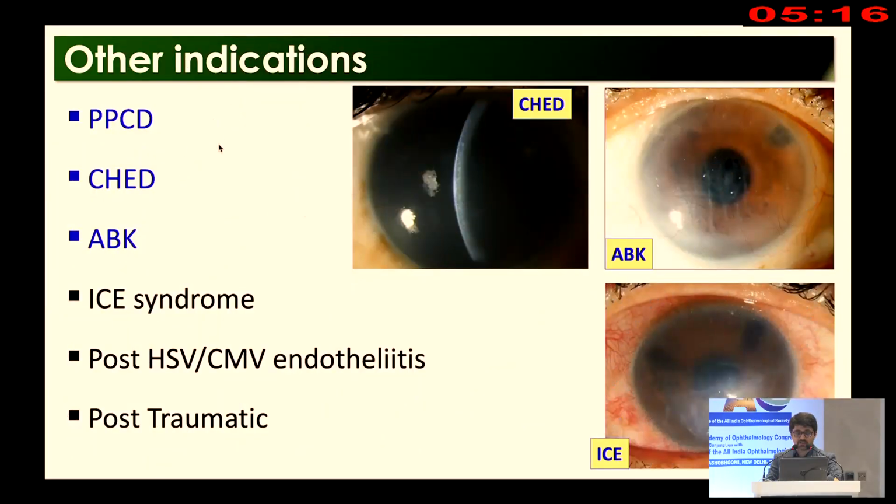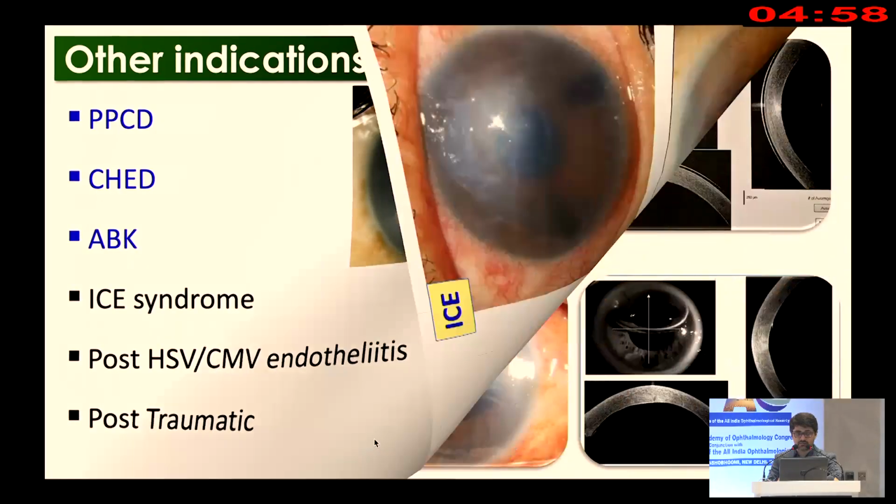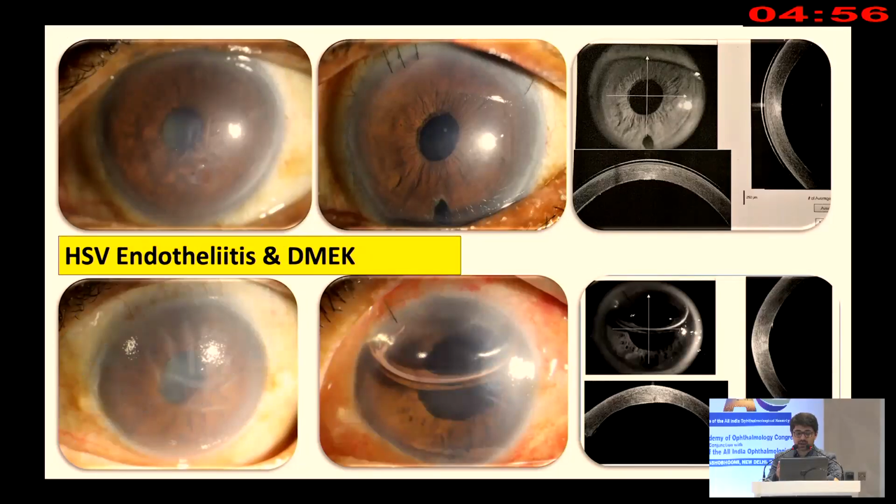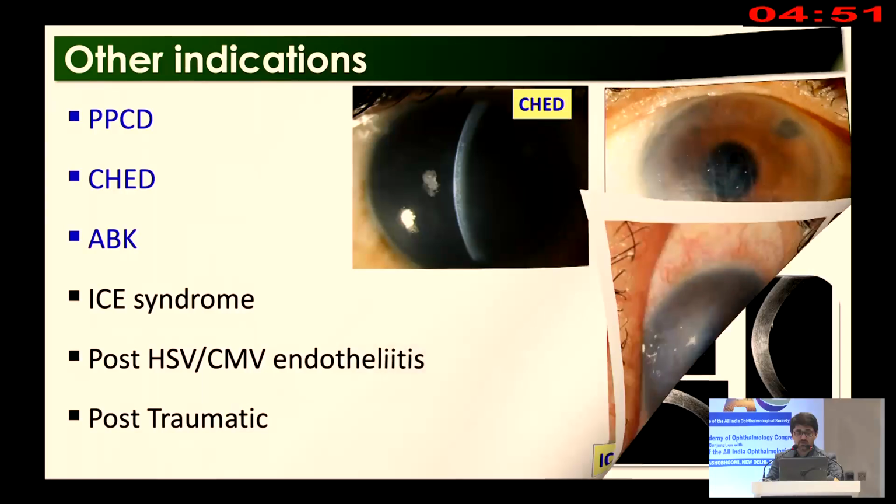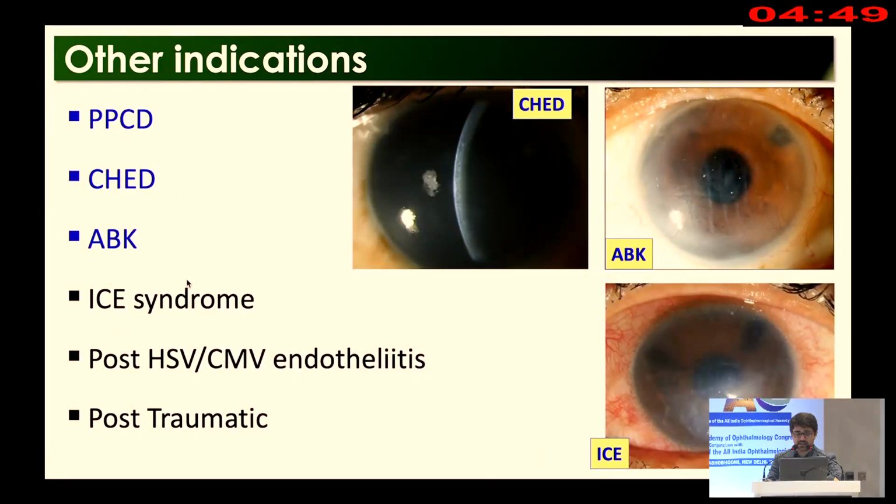Other rare indications would be posterior polymorphous corneal dystrophy, the congenital group, the aphakic group. In ICE syndromes, we have a big percentage of endothelial dysfunction, due to repeated herpes endothelitis and rarely due to CMV endothelitis, and sometimes due to post-traumatic cases. Depending on the anatomy, these can be either very easy or challenging. Usually ICE cases are quite challenging.